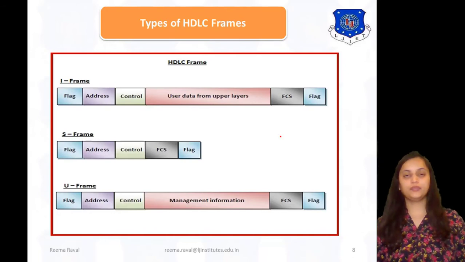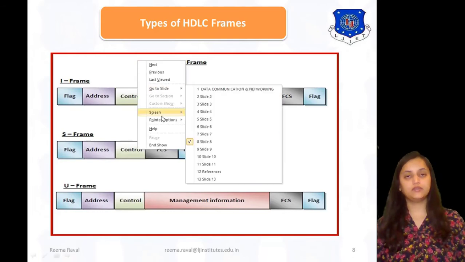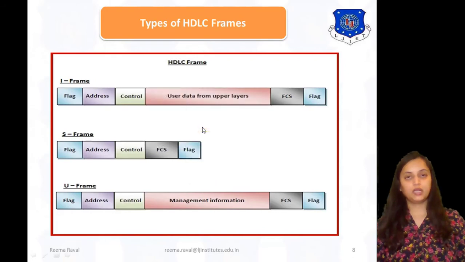Then the S frame has 5 fields, the first and last of which is flag, and then address, control and FCS, that means the checksum method. Okay, and the U frame is the same, but the fourth field is management information. Okay, so if you want to identify which kind of HDLC frame this is, it will be according to the first field.